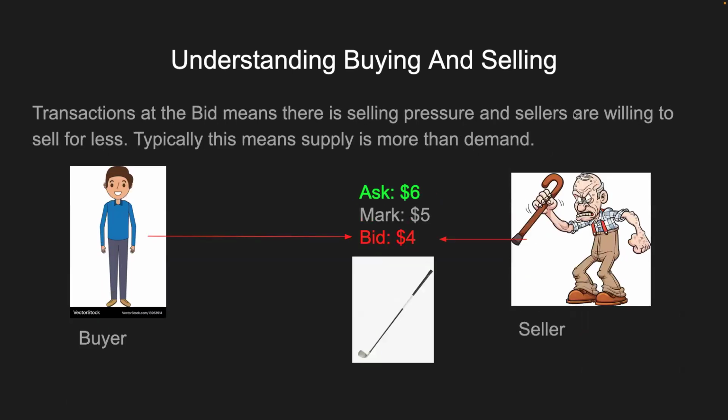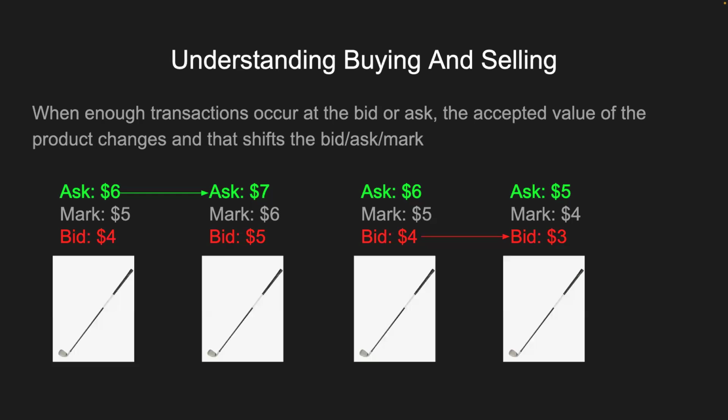So when we see things either go in at the ask or at the bid, when enough transactions occur at the bid or the ask, the accepted value of the product changes, right? And then that shifts the bid, ask, and the market in that direction. So if there were enough people buying golf clubs at $6 and our accepted price is five, at some point in time, the accepted price is going to go up. We've had enough people buy at $6 that $6 will ultimately become the accepted price, right? And then the ask shifts to seven and the bid shifts to five. So everything moves up by $1.